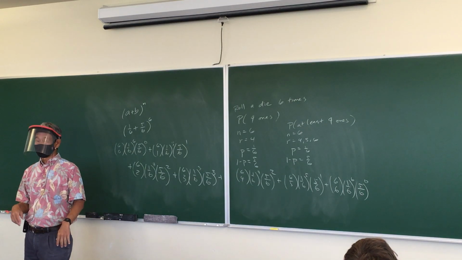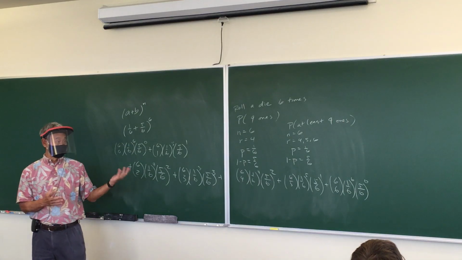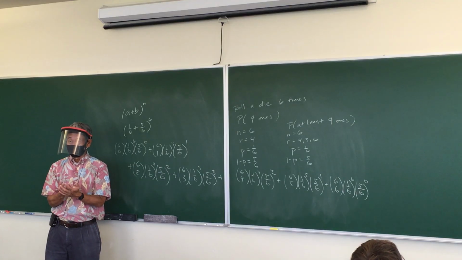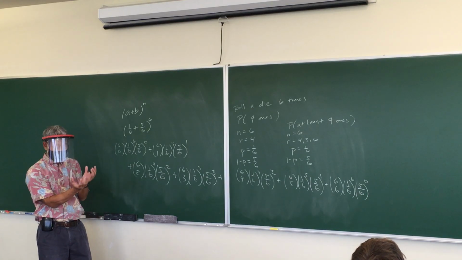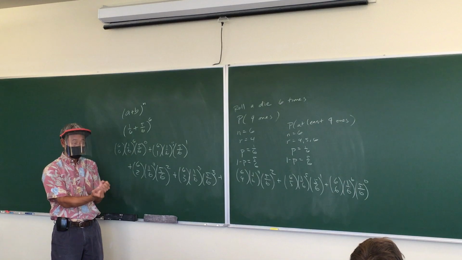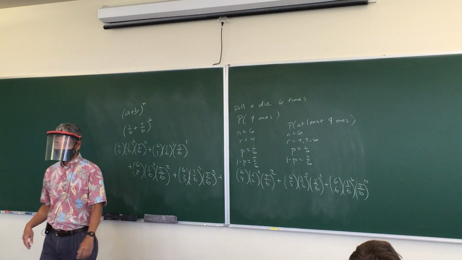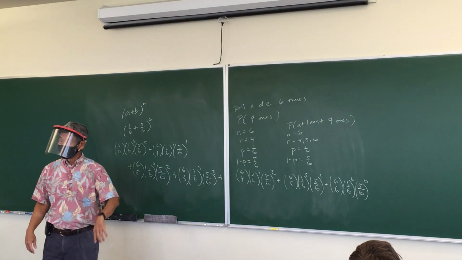So any questions on this? Use the formula. You gotta recognize when you can use the formula though. You just have something that has only 2 possible outcomes, and then you do it repeatedly. That's when you use binomial probability. Okay, then we'll finish early today.